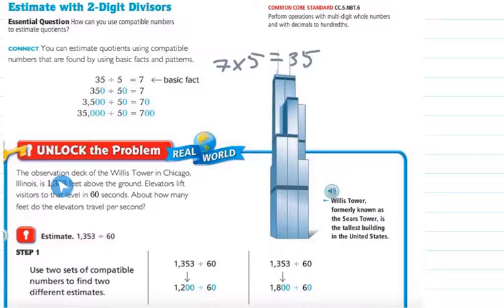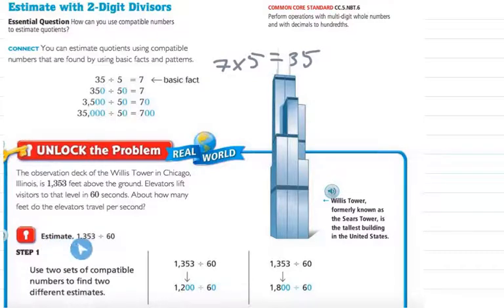The observation deck of the Willis Tower in Chicago, Illinois is 1,353 feet above ground. Elevators lift visitors to that level in 60 seconds. About how many feet do the elevators travel per second? So on the side we see that the Willis Tower was formerly known as the Sears Tower, and it is the tallest building in the United States, and it's in our home city, which is pretty cool.